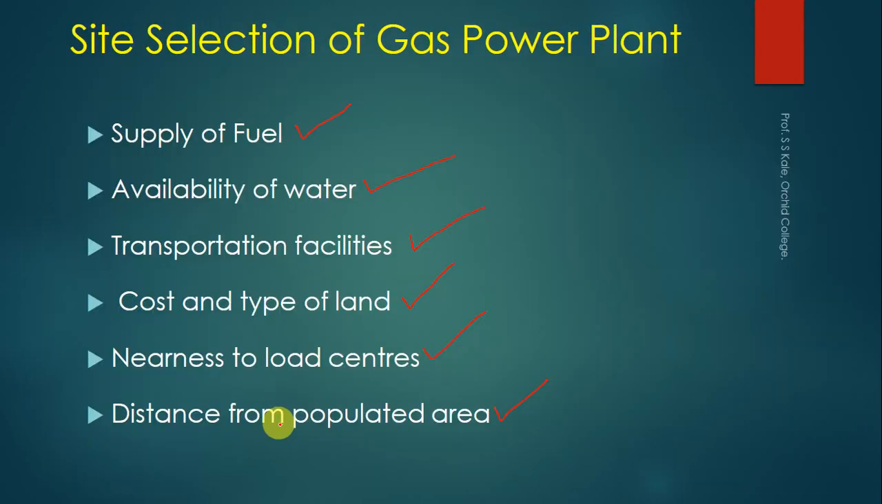So this is the construction, working, advantages, disadvantages, and site selection parameters of a gas turbine power plant.